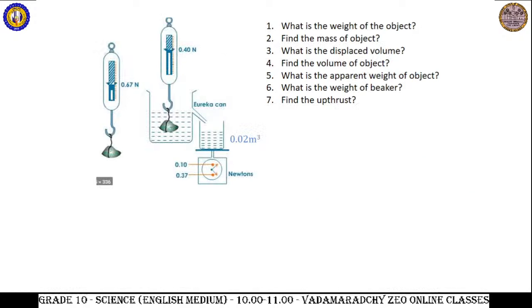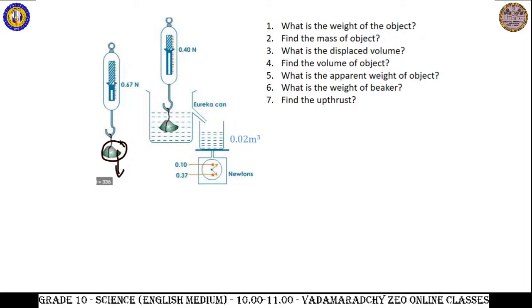Okay. Now second exercise, that is, what is the weight of the object? That is the real weight. Okay. We already know that the real weight of an object is the gravitational force on the object. When we hang the object in the Newton balance in the air, the Newton balance reading in the air is called the real weight. Okay. So, what is the weight of the object?